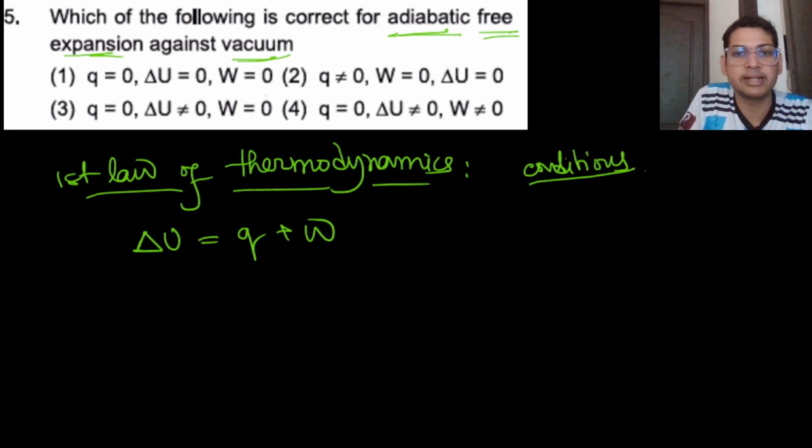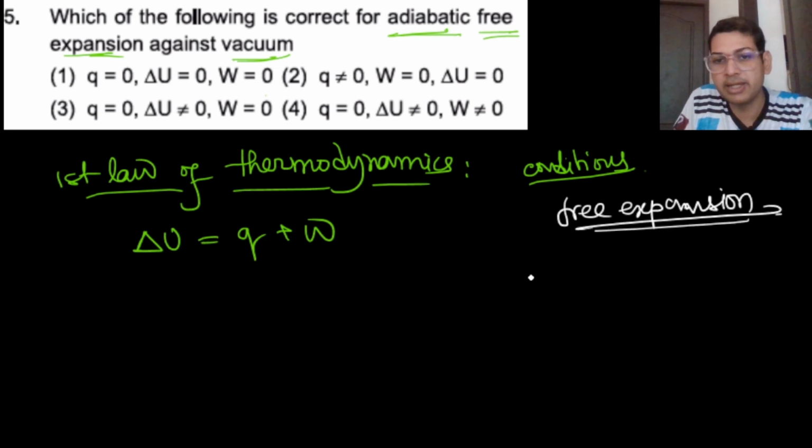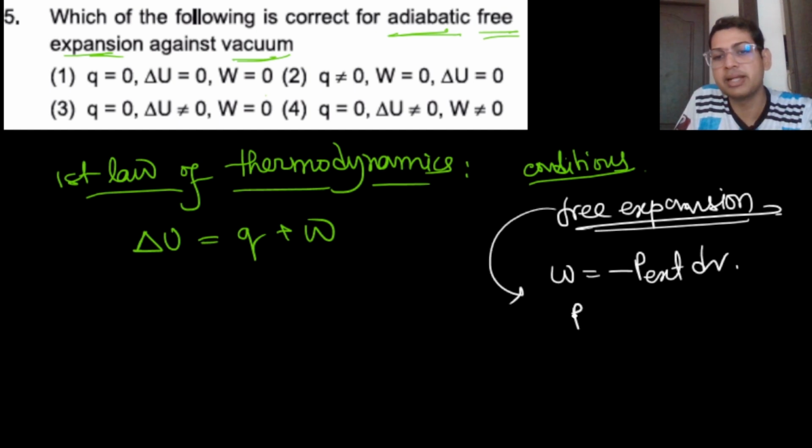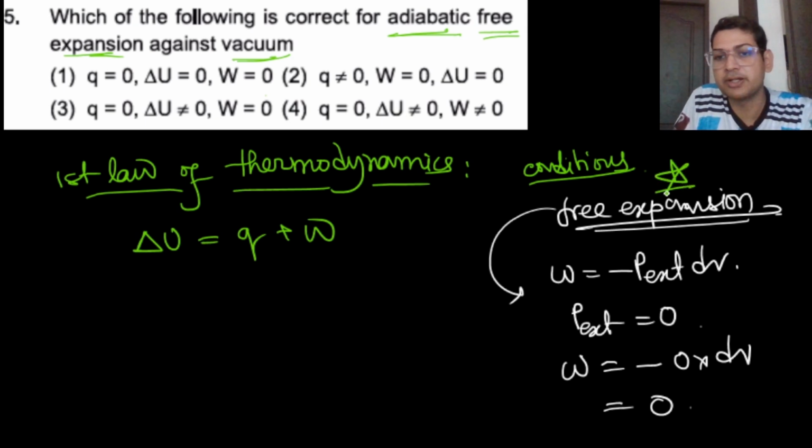The first condition that is given is free expansion. Sir, we know that in free expansion W is equal to minus P external dV, right? And in free expansion, what happens? P external value is 0. So W equal to minus 0 into dV. That means W becomes 0. Yes, in free expansion W is 0.